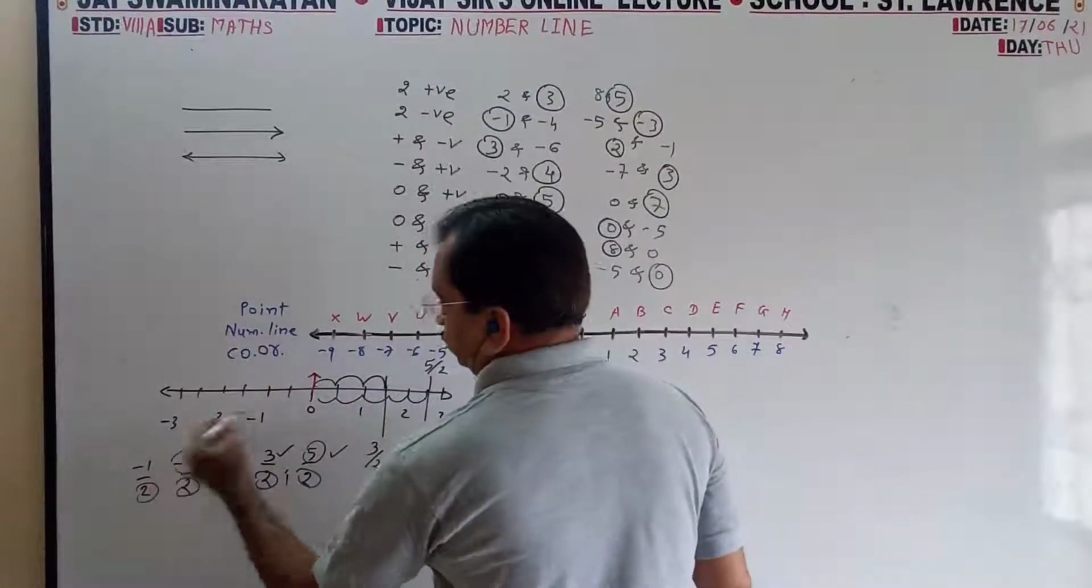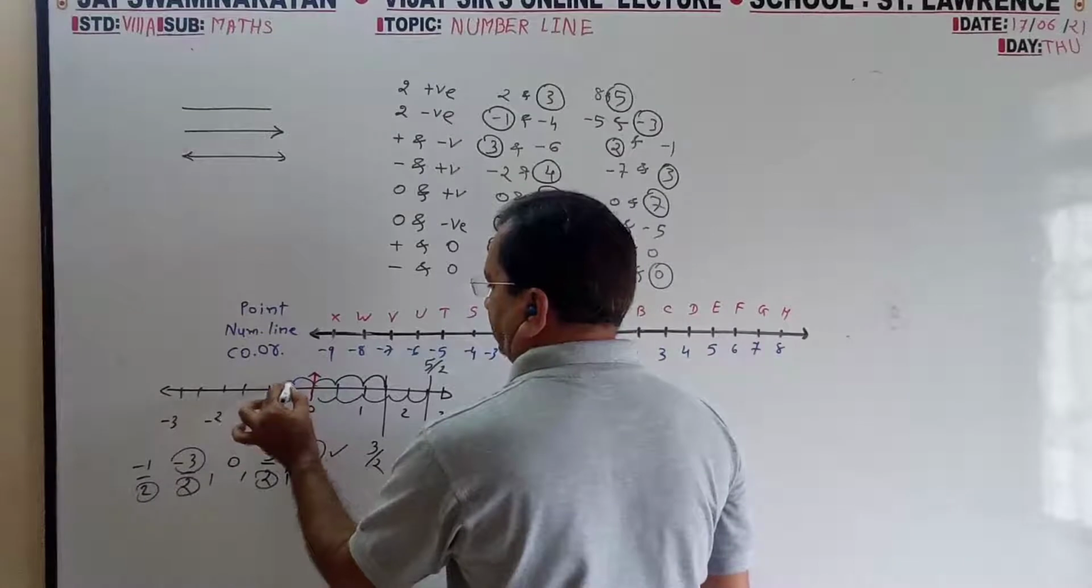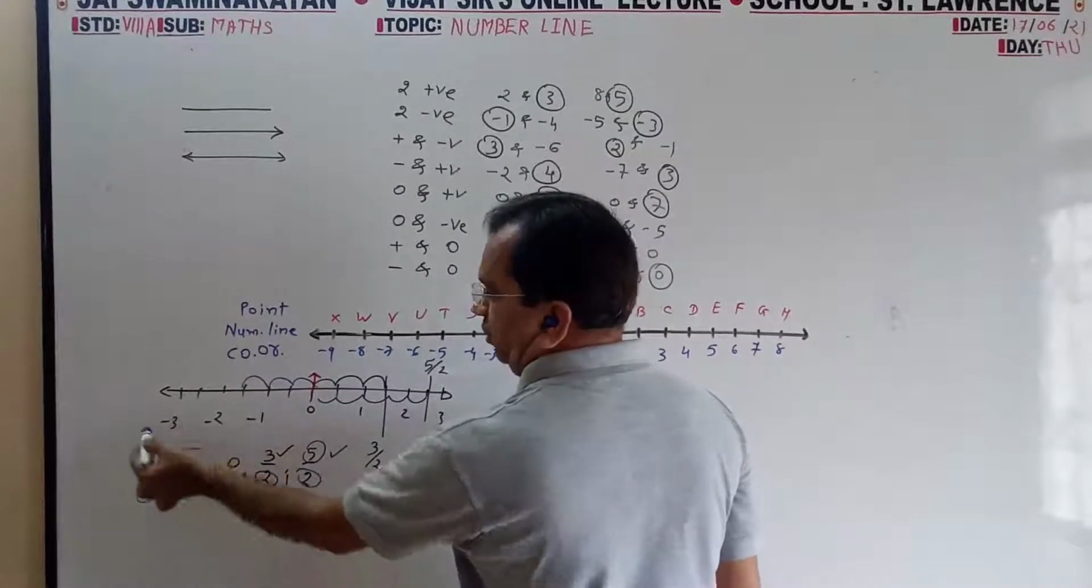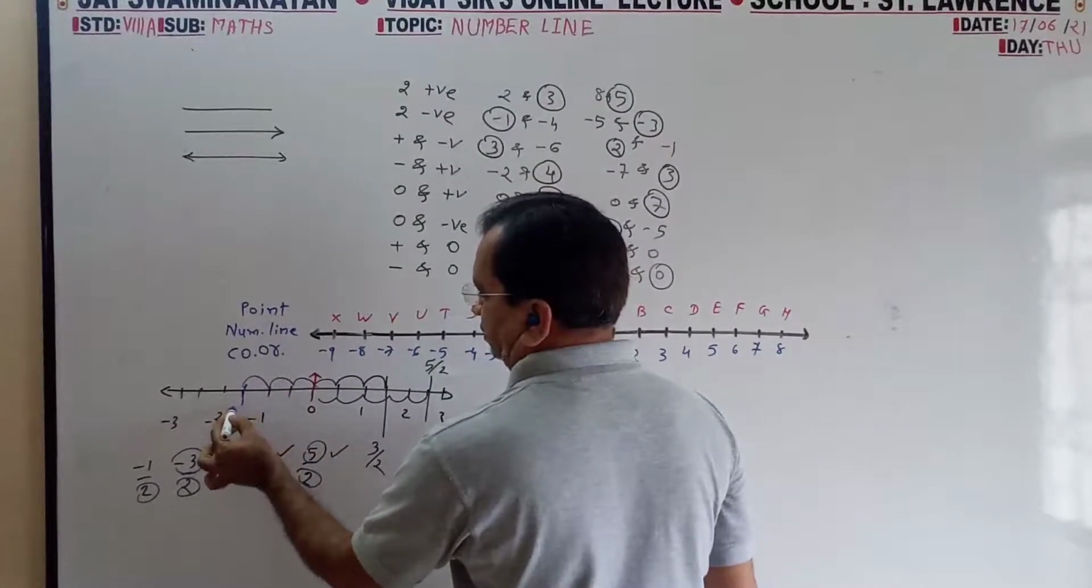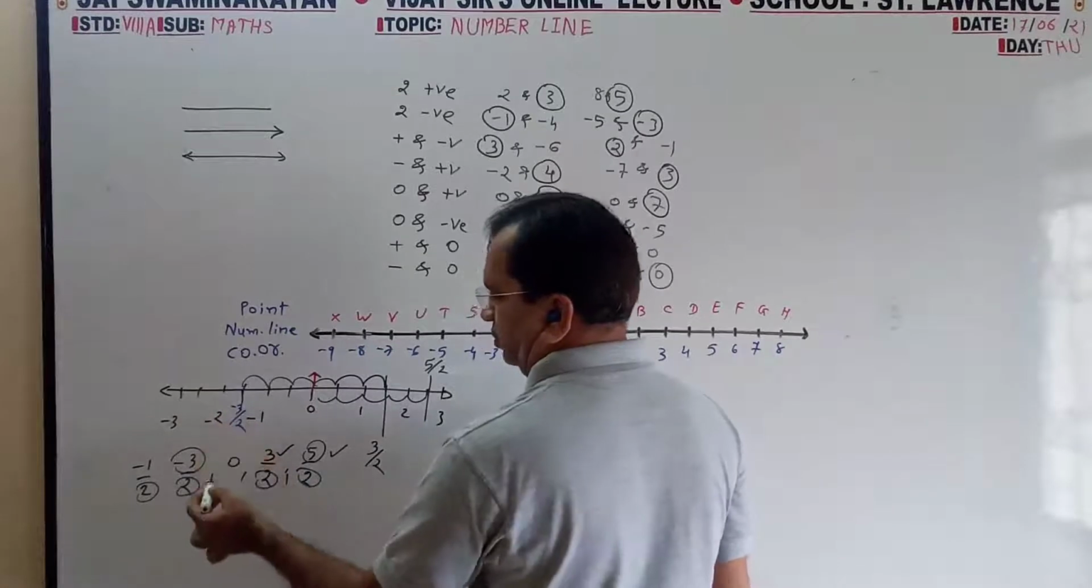Then -3. So minus means left side. So first part, second part, third part. Now we have not to count this, we have to count the part. Now this is -3 by 2.